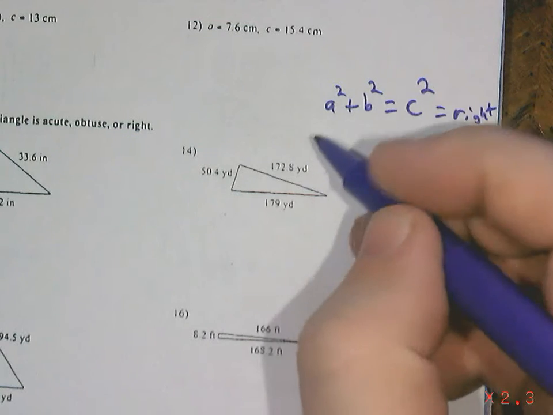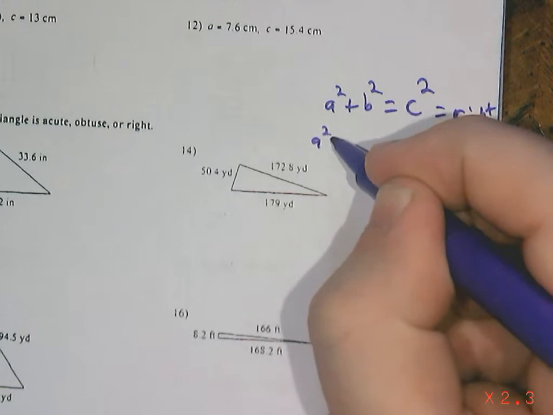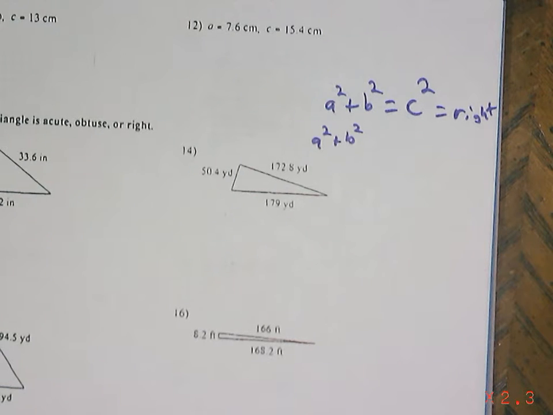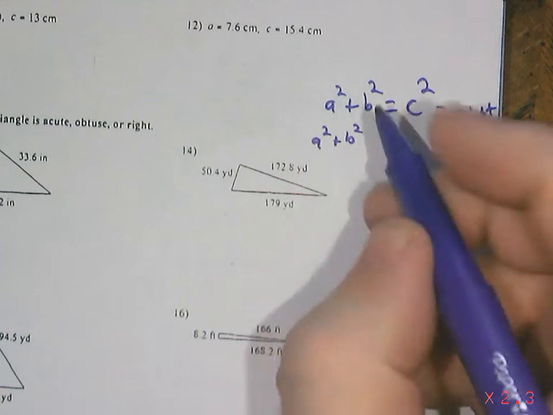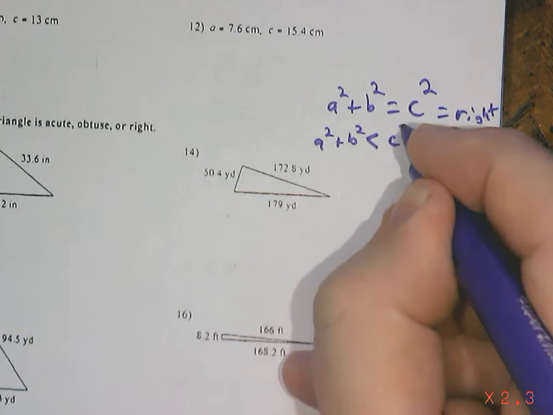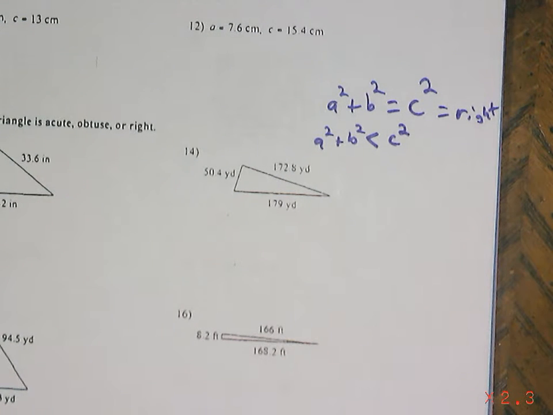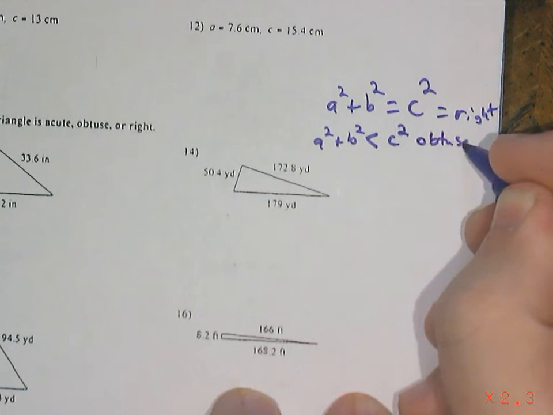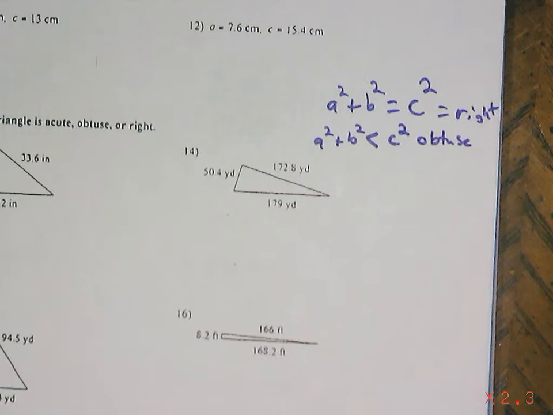If you take those two smaller sides and square them and add them together, and that total is less than the longest side squared, you know that that triangle is going to be obtuse. It's an obtuse triangle.